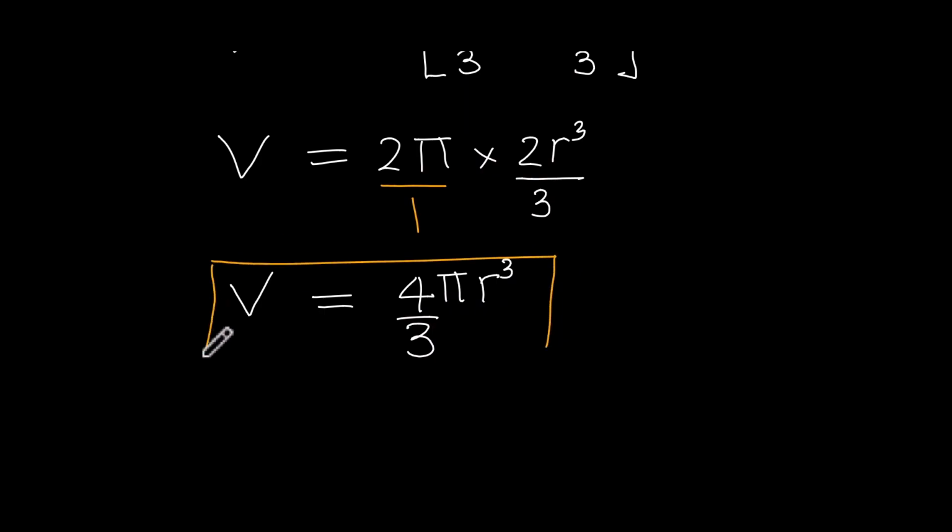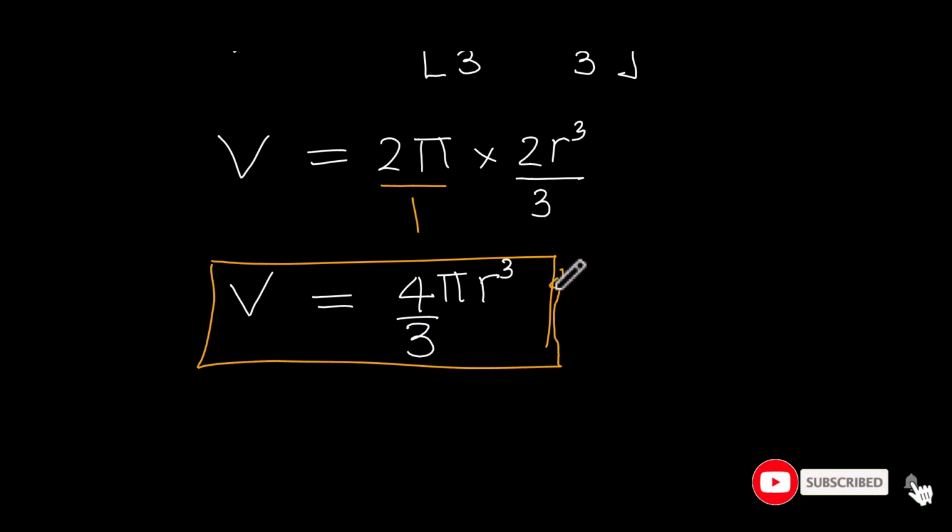And of course, we have just proved here that the volume of a given sphere is given by v equals 4 over 3 pi r cubed.